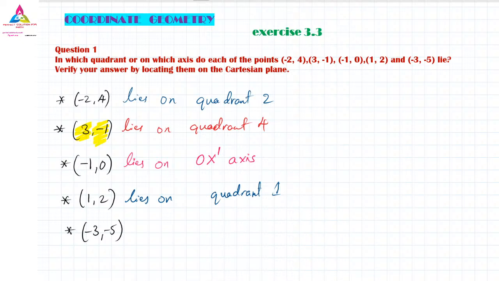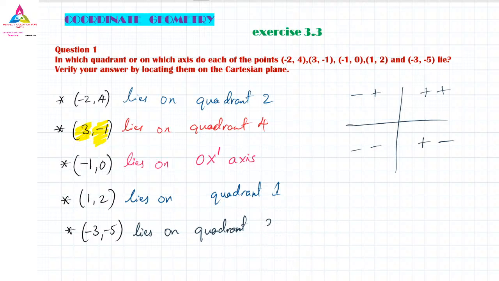And the last one, both are negative, lies on which quadrant? The minus 3 and minus 5. Both are negative values. X is negative and y is negative, in which quadrant? So here you can see, if you have a graph, this is positive and positive, this is negative and positive, this is negative and negative, and this one is positive and negative. So it is quadrant number 3. X and y values are both negative. It is not quadrant 4, quadrant 4 has the x value positive. Okay, quadrant 3.